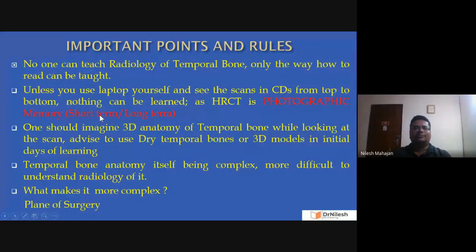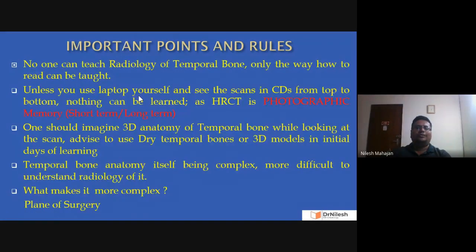Short term means today I'm showing you some structures, you will remember them till midnight, and tomorrow morning you will forget again. How do you convert it into long term photographic memory? Tomorrow you start again: you take the CD, you download the software, you see those structures yourself, and you keep seeing them for a few days, comparing with the films you get with the patients in the department. That can form long term memory. So it's on you whether you want short term memory through this lecture or long term memory. If you want long term memory, you have to use your laptop and see the CD of the scan.